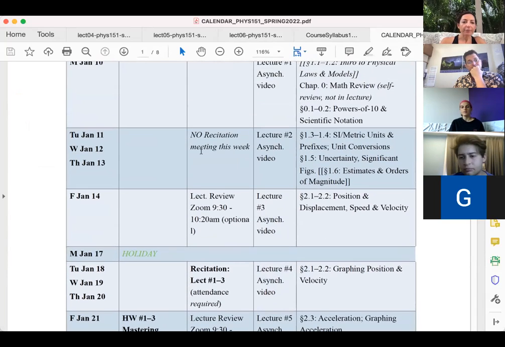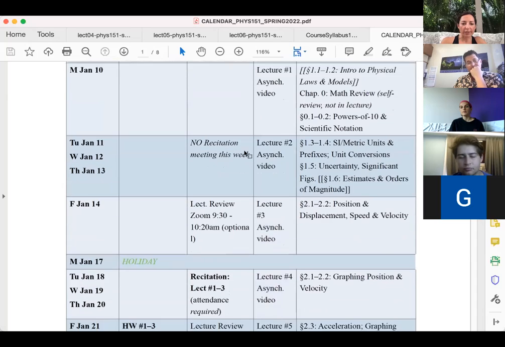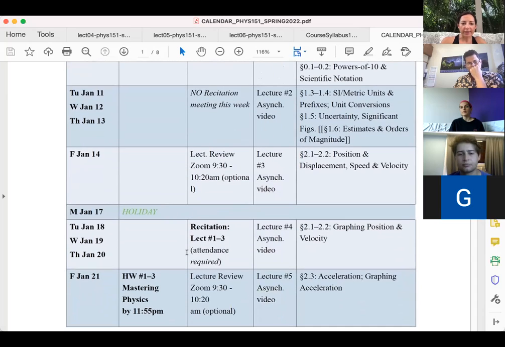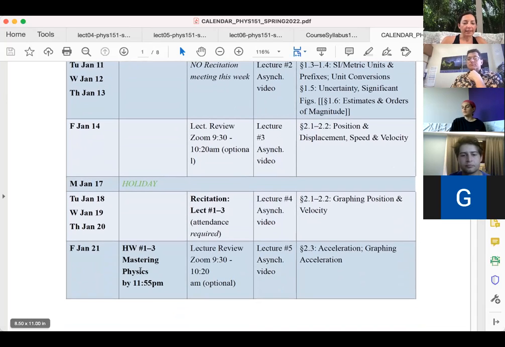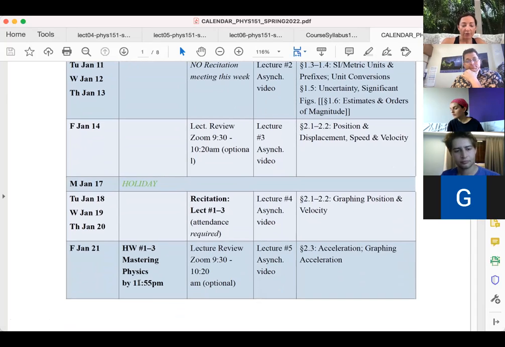In the first week, there was no recitation. There's going to be a recitation this week instead. I believe you already had all your recitations, right? Tuesday, Wednesday, and Thursday. Very good. And then in our calendar, we have the homework about lectures 1 to 3, not the material that I covered today. It is due tonight at 11:55 p.m. If you don't submit by this time, you will get 0 credit for it, just to remember that.